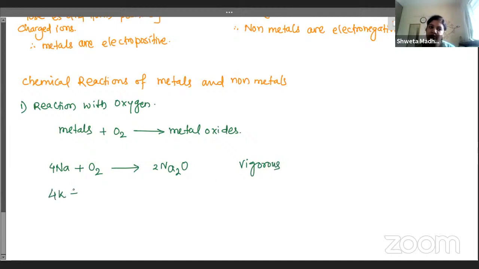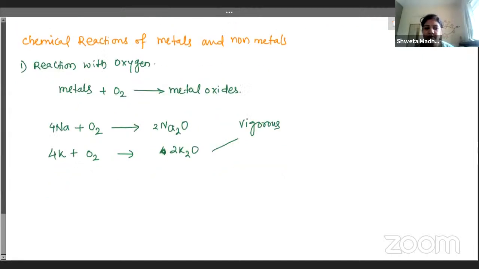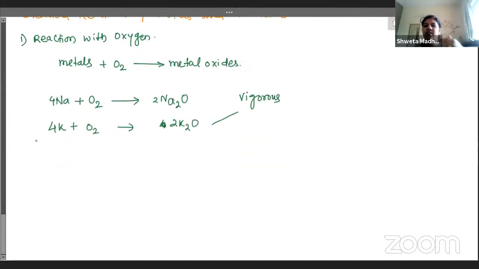Similarly, potassium: 4K plus O2 forms 2K2O. This is also a vigorous reaction. Calcium combines with oxygen but with less vigor, just like we are seeing the reactions according to the reactivity series.